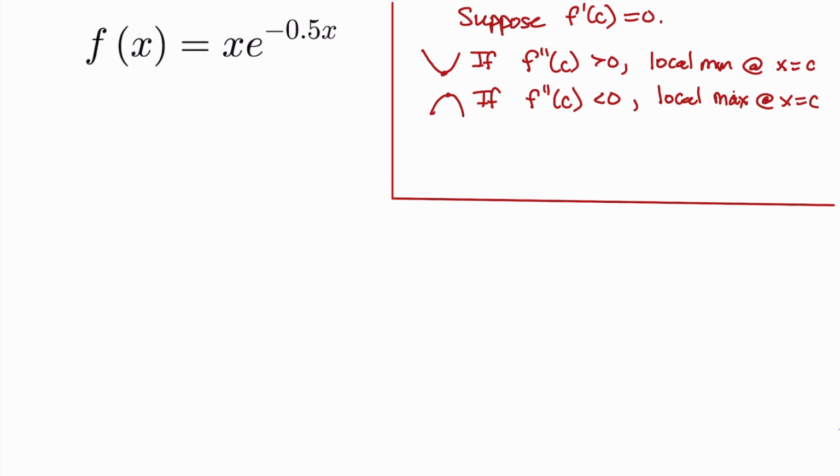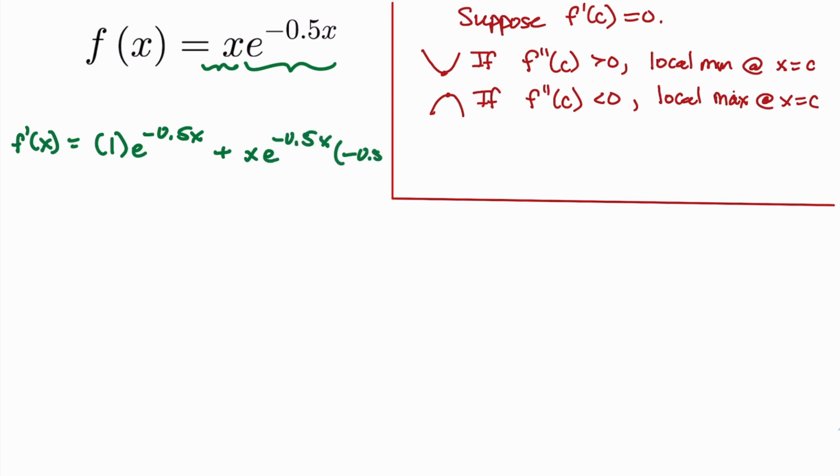So here we have our function, and it does require a product rule to find the derivative. So I'm going to say x is the first, and e to the negative 0.5x is the second. So the derivative, as we know with the product rule, is the derivative of the first, which is 1, times the second, which is e to the negative 0.5x, plus the first, x, times the derivative of the second. Now the derivative of an exponential is e to the negative 0.5x times negative 0.5. It's itself times the derivative of the exponent, the inside.